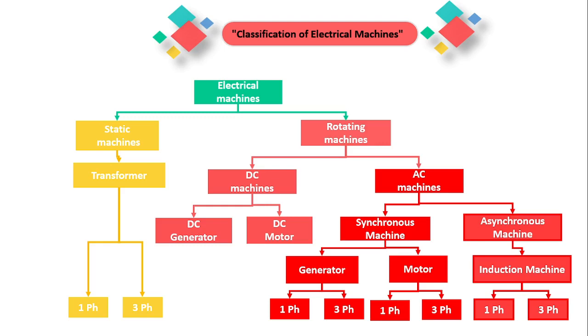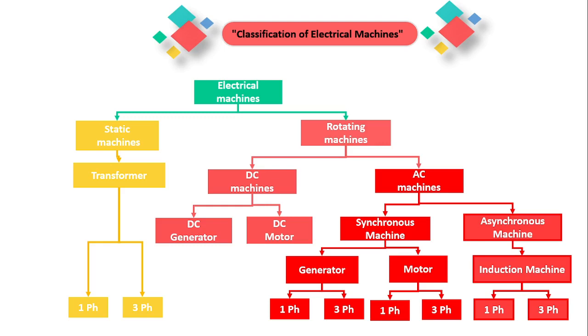Now, let's delve into the classification of electrical machines. Electrical machines can be broadly divided into two main categories: rotating machines and static machines. Rotating machines are those with moving parts, like rotors, and they fall into two subcategories. DC machines. These include DC generators, which produce direct current electricity, and DC motors, which use it for mechanical movement. AC machines. AC machines are further divided into two types: single-phase or three-phase synchronous machines. These machines can either work as motors or generators, depending on their application.